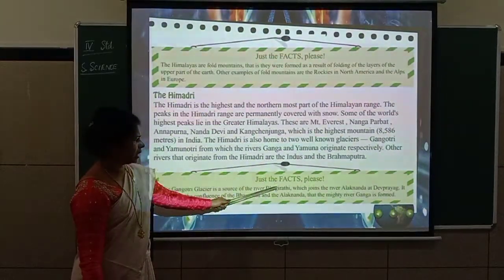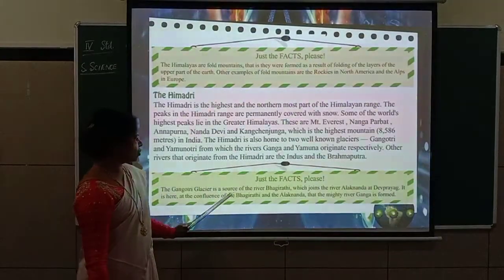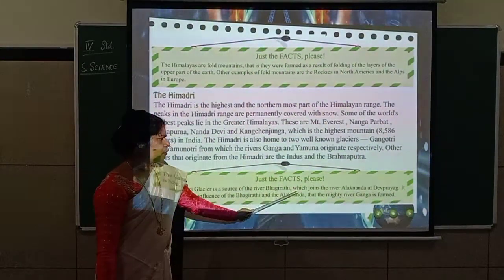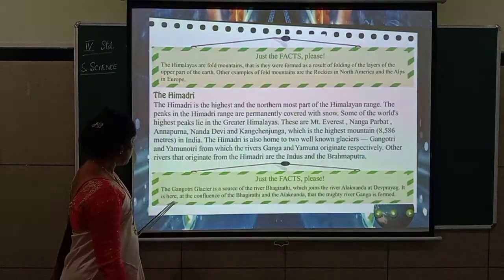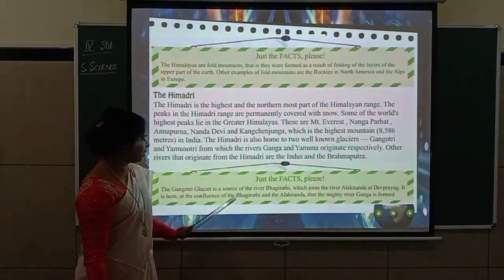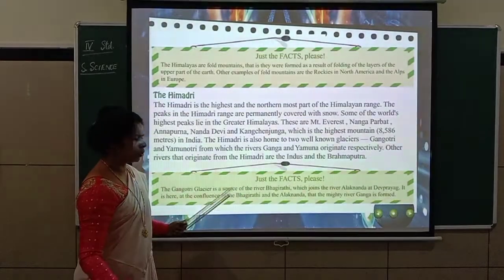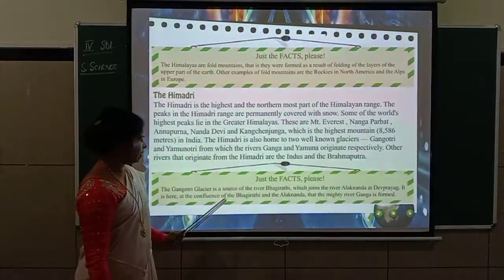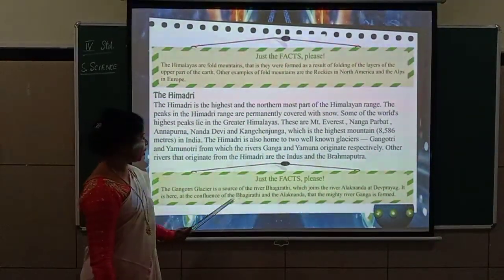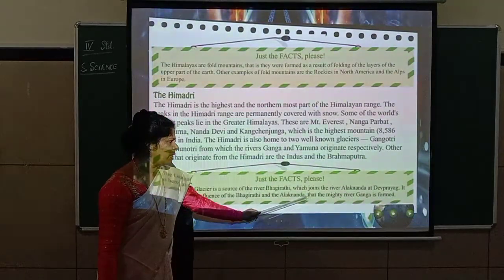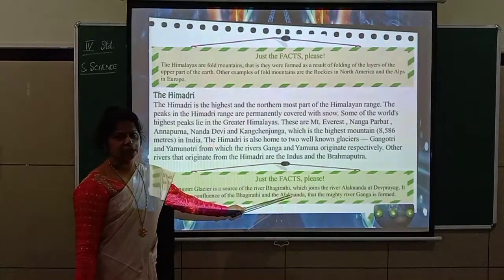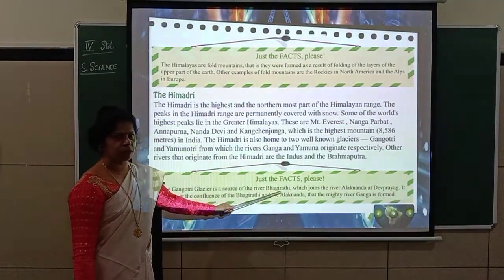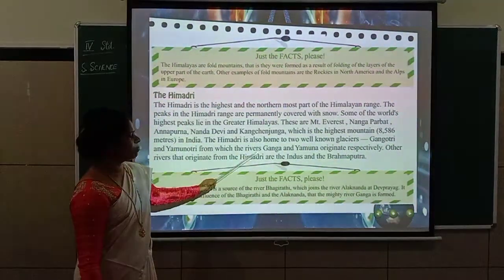Just read this. The Gangotri glacier is a source of the river Bhagirathi, which joins the river Alakananda at Devprayag. It is here at the confluence of the Bhagirathi and the Alakananda that the mighty river Ganga is formed. Confluence means the meeting of two rivers, that is called a confluence or Sangama. And Ganga we call a sacred river, isn't it? Especially for Hindus.